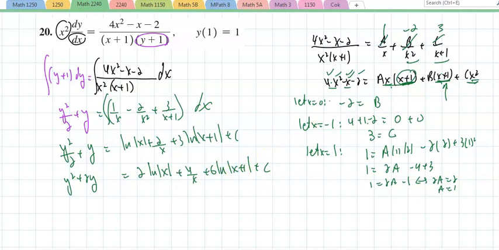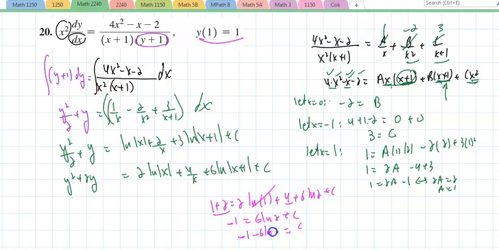Oh, I forgot about the initial condition. So in this case, if I replace a 1 for y, I'll get 1 plus 2 equals twice natural log of 1 plus 4 plus 6 natural log of 2 plus C. This is a 0. So this is 3. 3 minus 4 is negative 1. So C is negative 1 minus 6 natural log of 2. That looks awkward, but that's what it is.